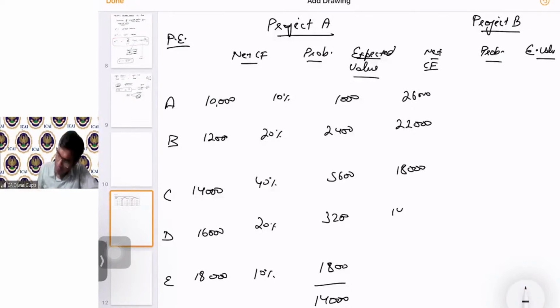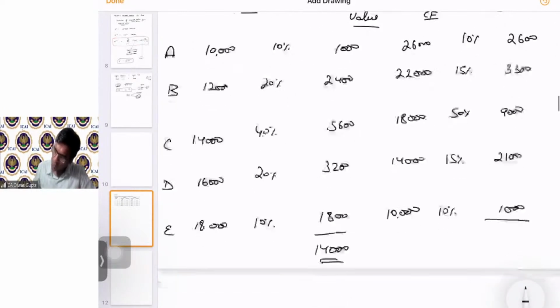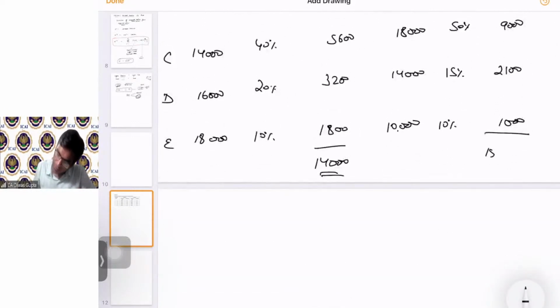18,000, then 14,000 is also given in the question, 10,000 is also given in the question. The respective probabilities are 10%, 15%, 50%, again 15%, and 10%. So the expected value here will be 2,600, 3,300, 9,000, 2,100, and lastly 1,000. The total here comes out as 18,000. So this is mean, correct?